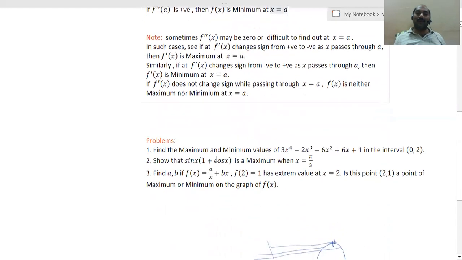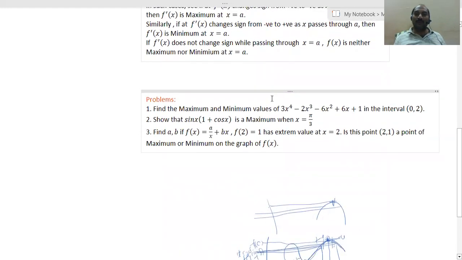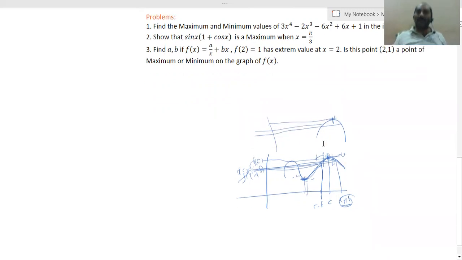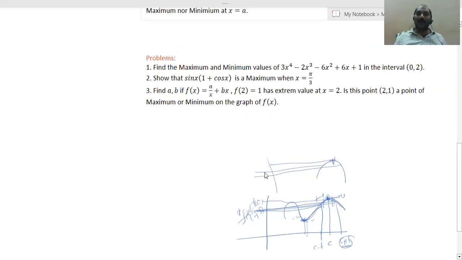So immediately we are going to solve the problems. Here I am providing 3 problems. In this class, we will solve these 3 problems. This section is also important. Don't leave it from the examination point of view. You must read all these questions.